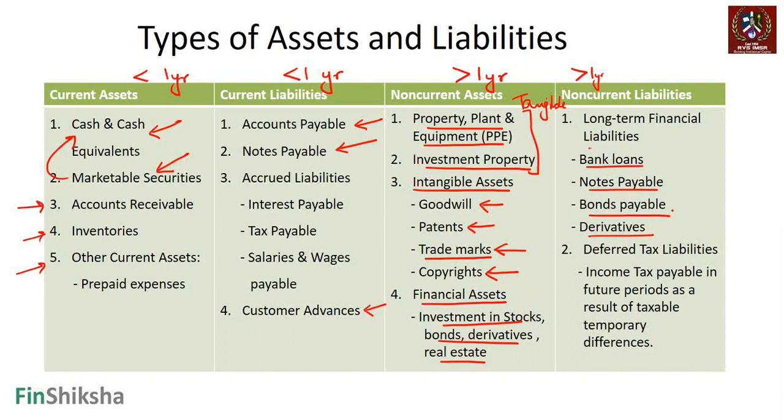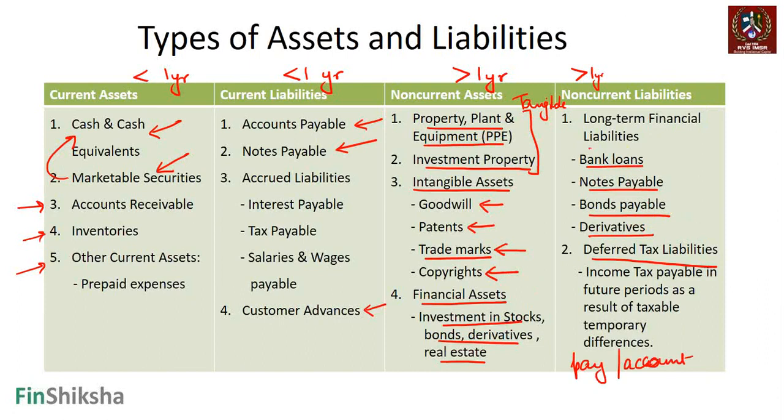Derivatives are probably going to be beyond the scope of our understanding at this point of time, but let's just say there are some financial instruments that could be there that have to be paid in the long term. Then there are some deferred tax liabilities. Now, what happens is sometimes the companies pay and account for income tax separately. I'll give you an example in one of the subsequent sections about deferred tax liability and deferred tax asset.